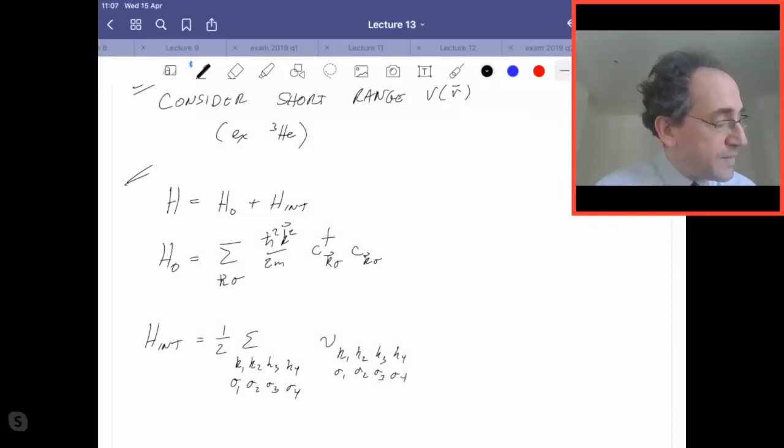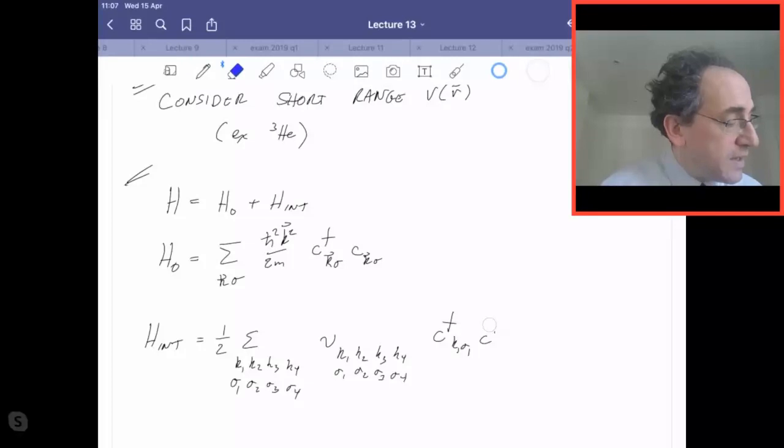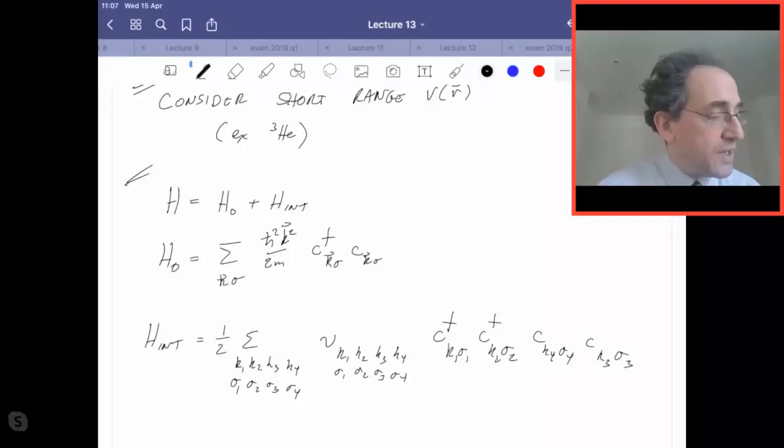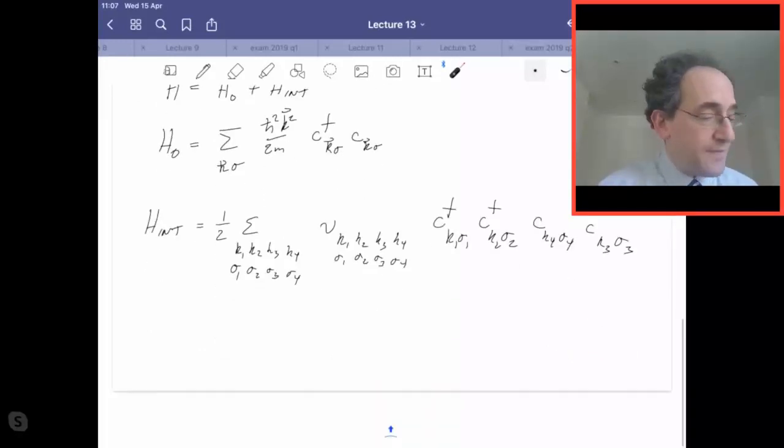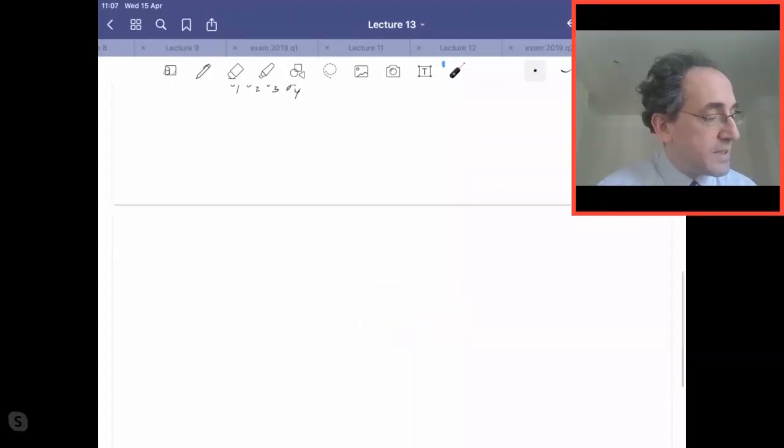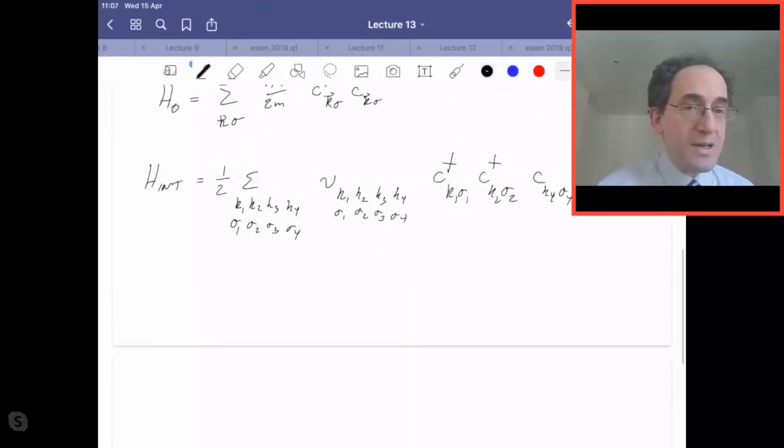Then there are these V coefficients, which I'll write as V k1 sigma 1, k2 sigma 2, k3 sigma 3, k4 sigma 4, and then it will be c dagger k1 sigma 1, c dagger k2 sigma 2, c k4 sigma 4, c k3 sigma 3. And again, notice the switch in order of these two operators compared to these indices.